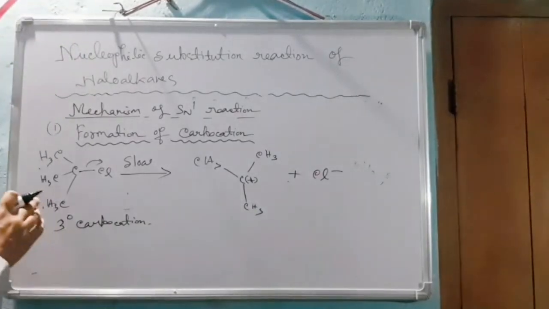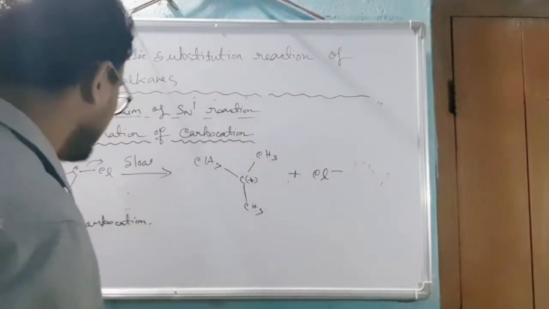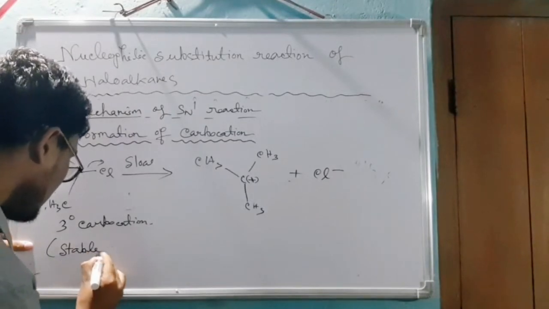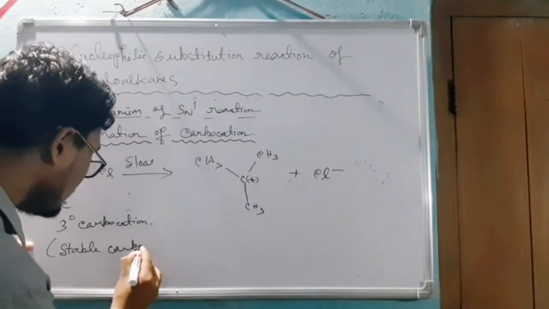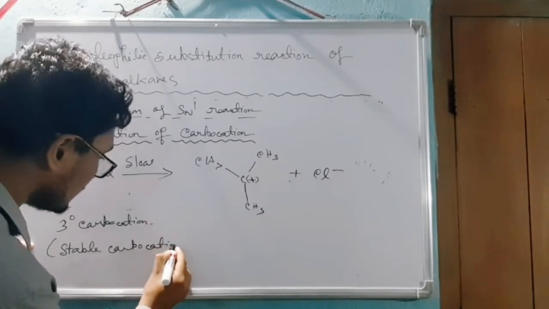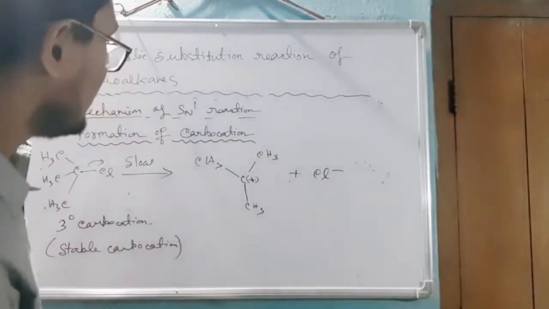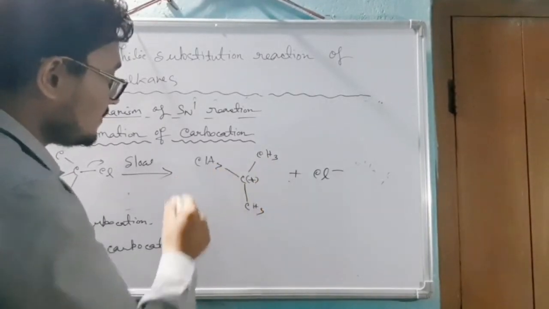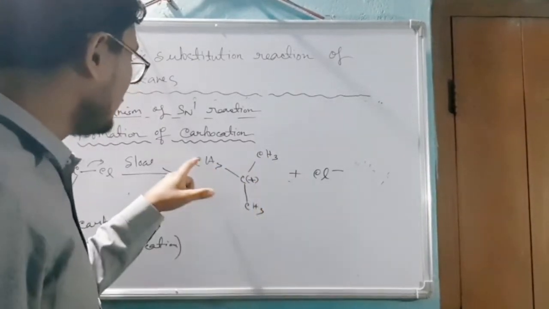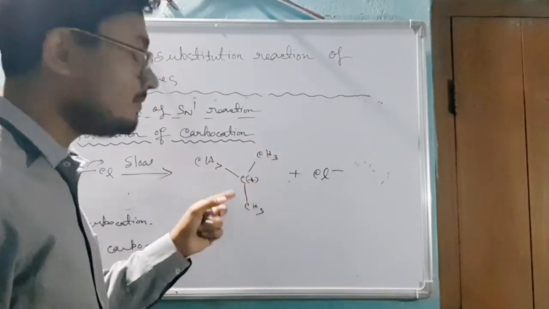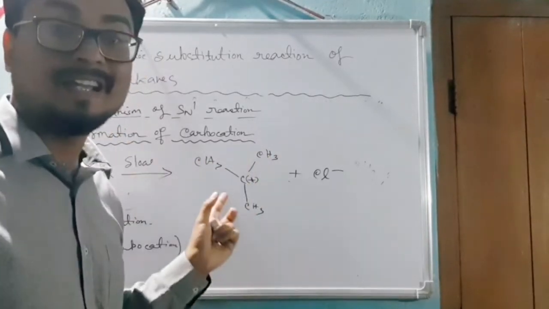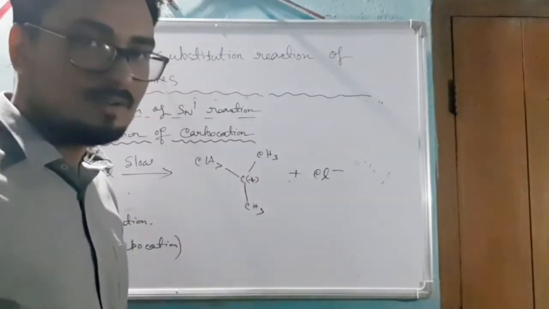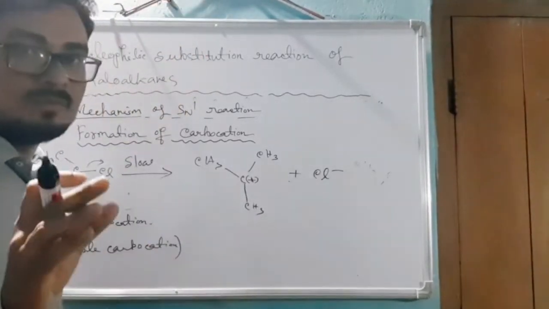This is a 3-degree carbocation, and it is the most stable carbocation, because here 1, 2, 3, 4. How many carbons are there? 4 carbons and 9 alpha hydrogens are present. So it is a most stable carbocation.